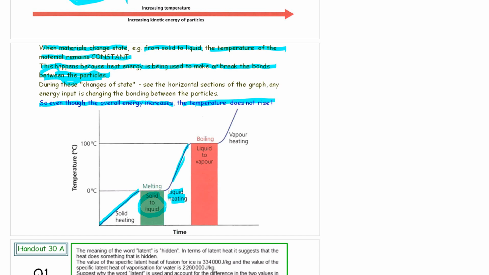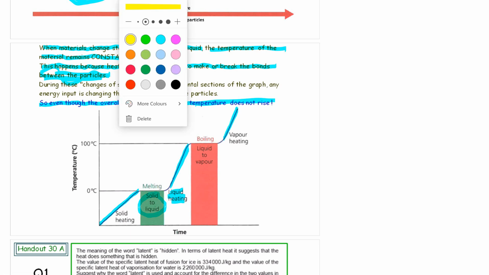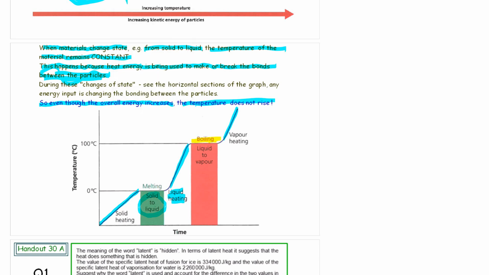This section is all to do with a liquid heating up. This is the vapor heating up, but when it changes state, when it boils, when it changes from a liquid into a gas, a vapor, notice that the temperature stays the same.